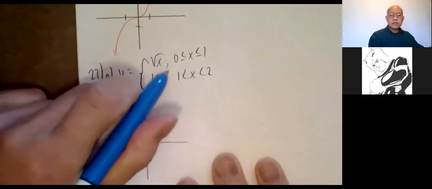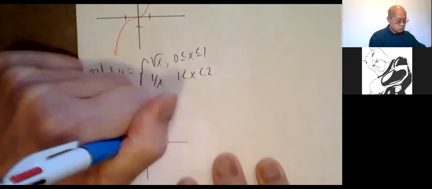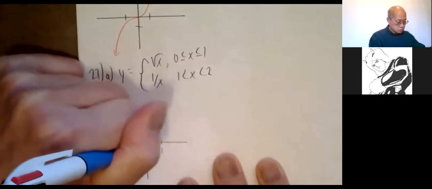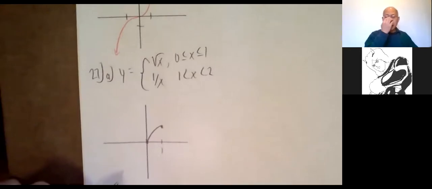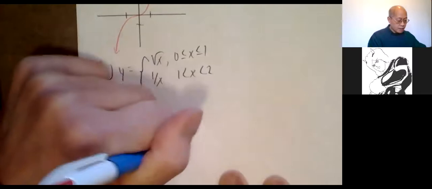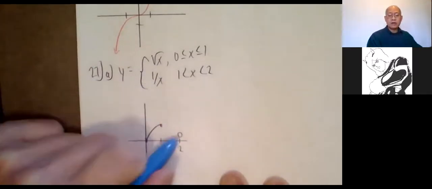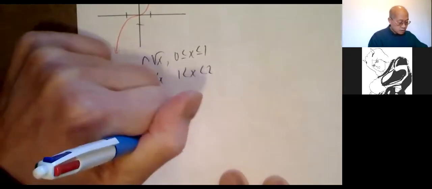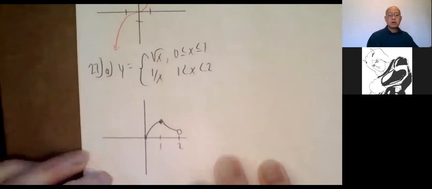So between 0 and 1, including 1, it goes like that. And then between 1 and 2, not counting 2, if I plug in 2, you get a half. So open circle there. It goes like that.